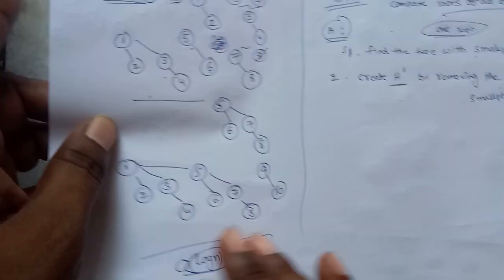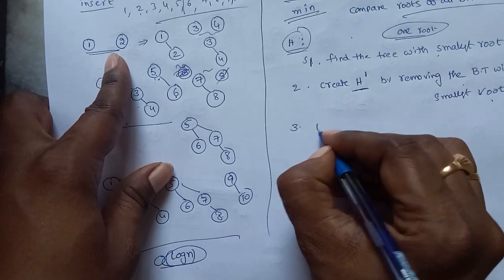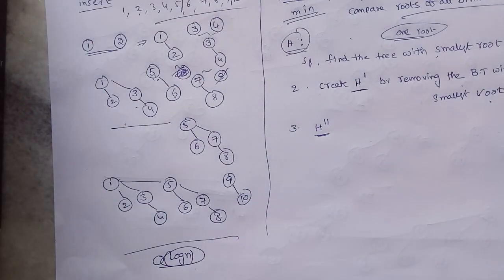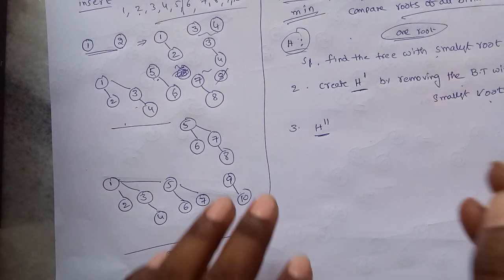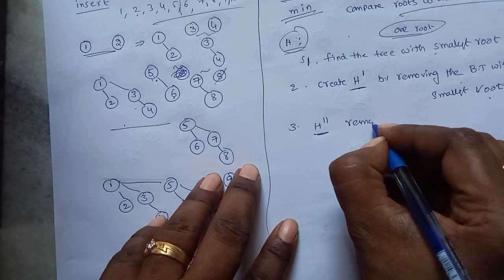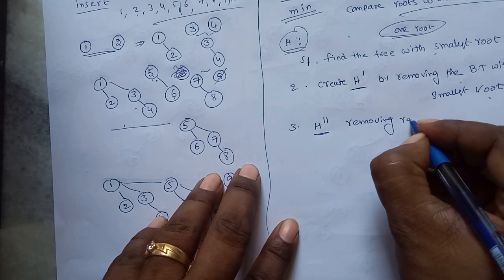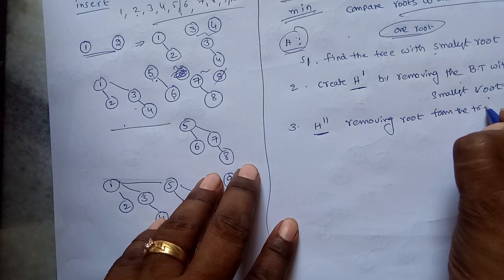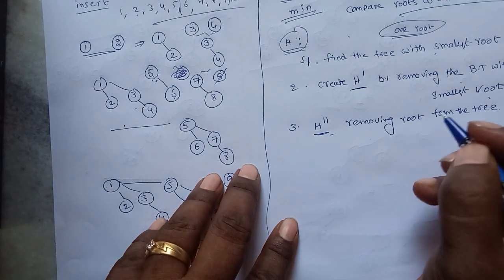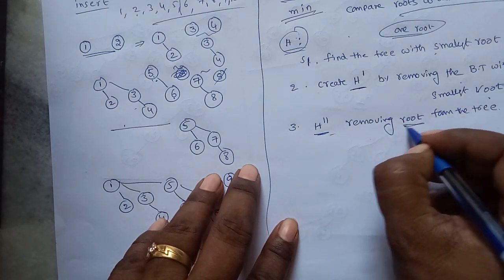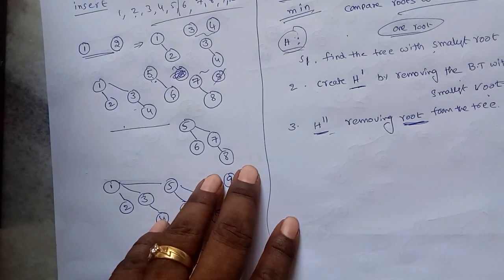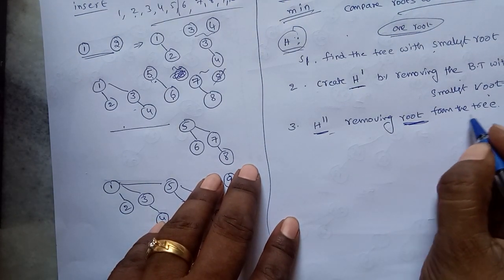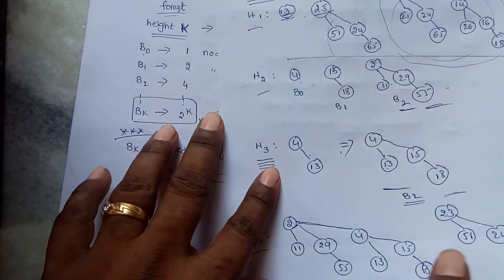Now in step 3, create H double dash. H double dash is formed by removing the root from the tree. H double dash contains all the nodes except the deleted node. Okay. Suppose consider the same example.